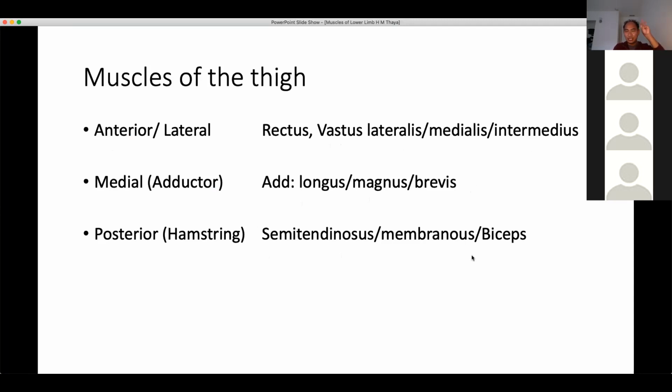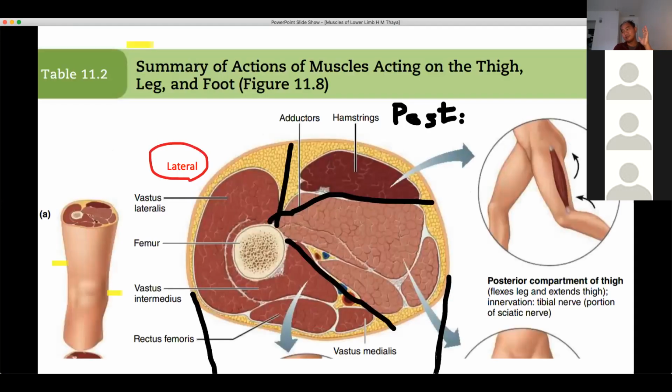So these are the three groups of muscles in our thigh: the adductor group, the quadriceps group, and the posterior group, the hamstring group, which is made of semi-membranosus, semi-tendinosus, and biceps muscle.